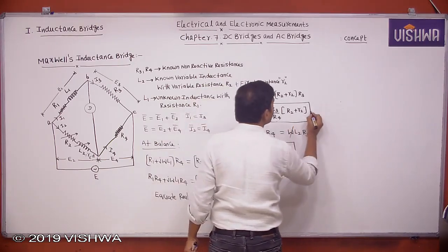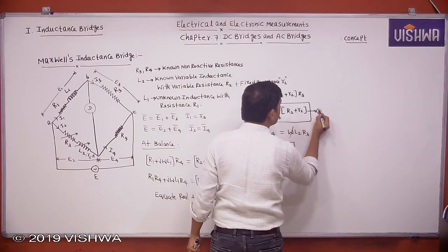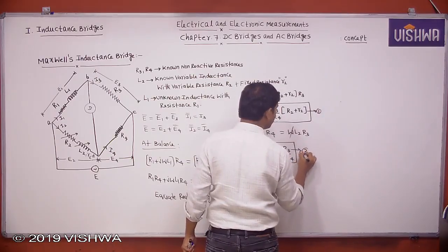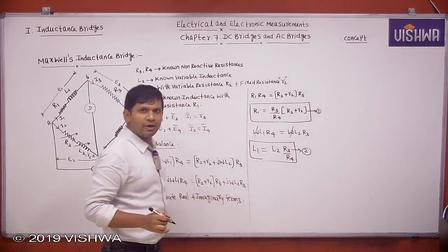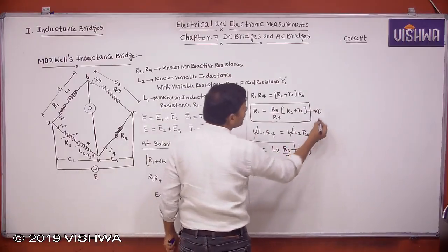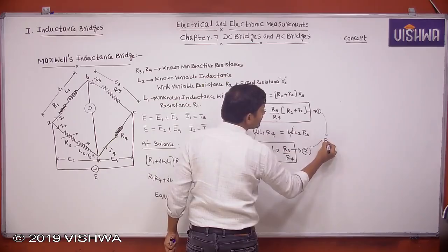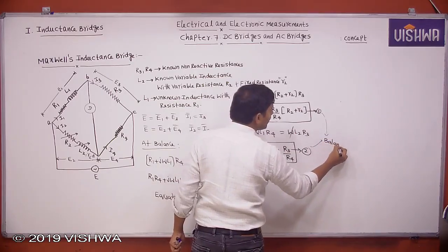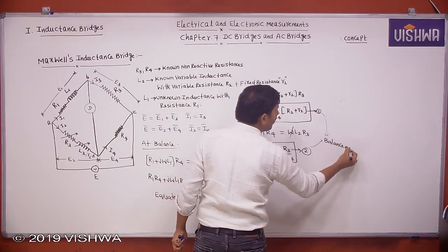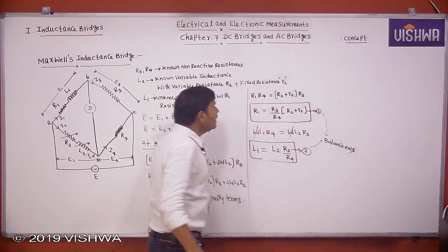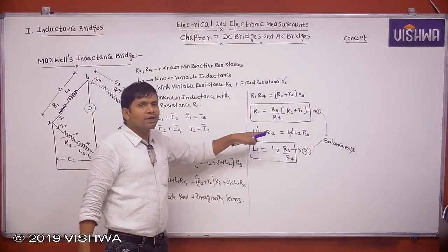Okay. This is one equation. This is equation 2. These equations 1 and 2 are called balance equations. What do you mean by balance equations? It means representing the unknown values in terms of known values.